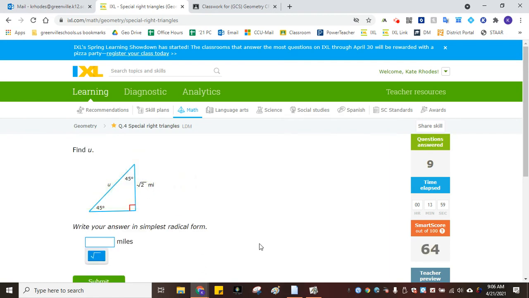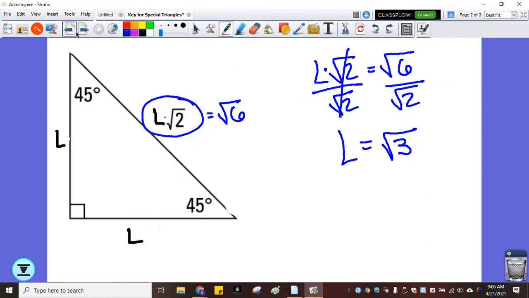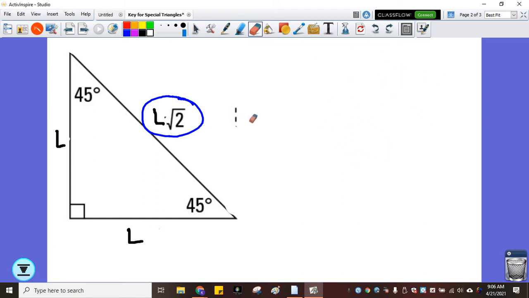Square root of 2, 45, 45, 90. Erase some of this. So square root of 2 is what the hypotenuse equals. So the hypotenuse is this equation. Solving for L.